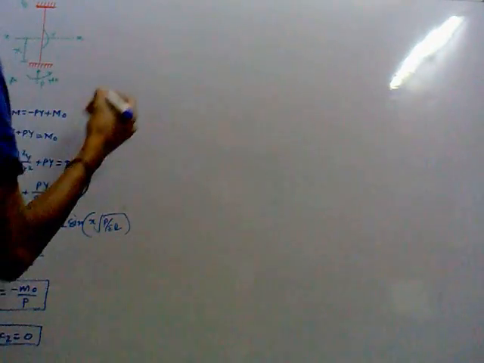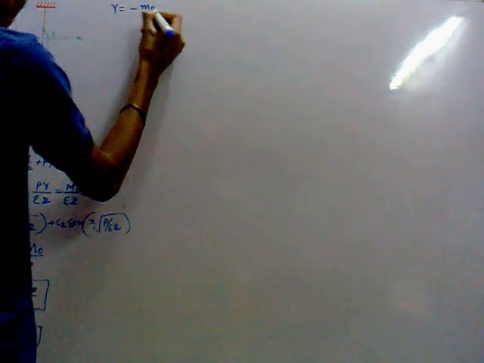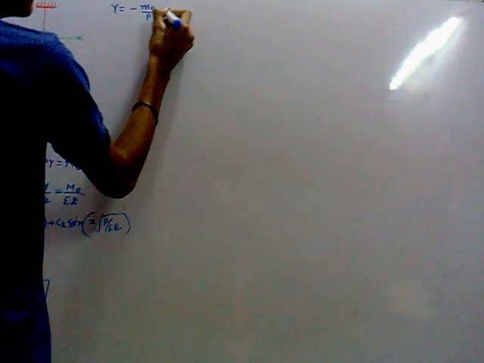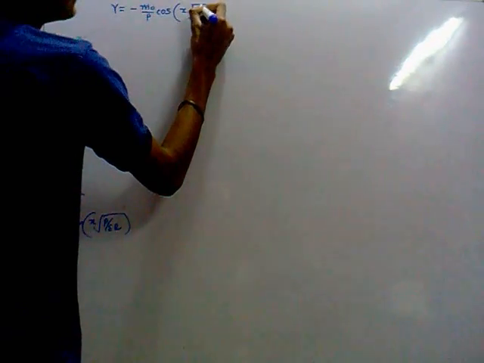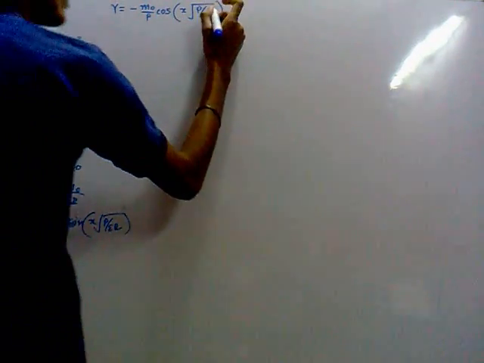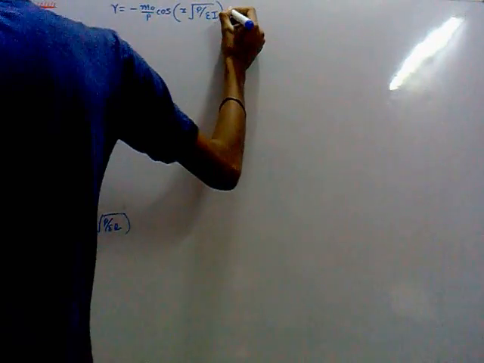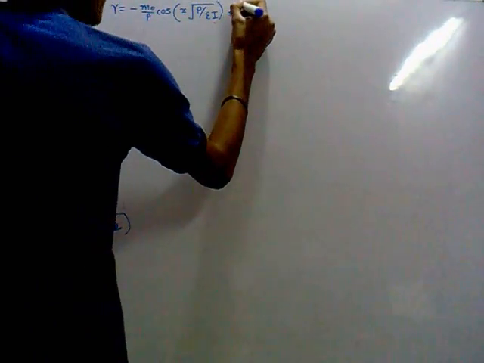Now we are proceeding to the next step, that is putting the values of c1 and c2 in the equation. So I put the value of c1, and the equation is y equals minus M0 upon P into cos of x under root of P upon EI. Here it is not 2, it is I. So the value of c2 is 0, so I write this as plus M0 upon P.